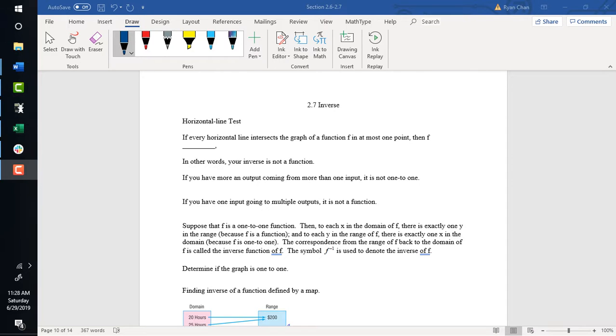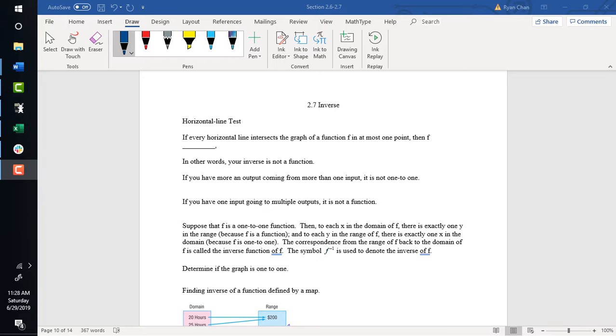Today we're going to be going over the section on inverses, which is section 2.7. We're going to talk about what exactly an inverse is, okay? So an inverse essentially is a flip, you can almost think of it as an opposite of your original function, okay?